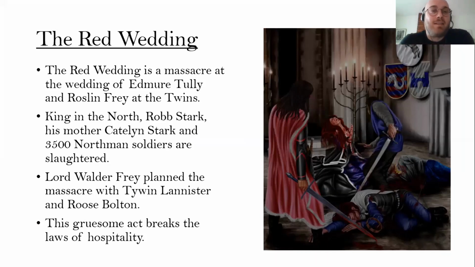So the Red Wedding is a massacre at the wedding of Edmure Tully and Rosalind Frey at the Twins. King in the North, Robb Stark, who is the son of Eddard Stark, his mother, Catelyn Stark, and 3,500 Northmen soldiers are slaughtered at this wedding. Lord Walder Frey planned the massacre with Tywin Lannister and Roose Bolton, and you can see the collusion between the other sides that's put into play this massacre at this wedding.